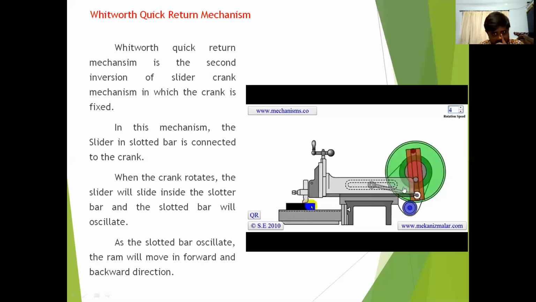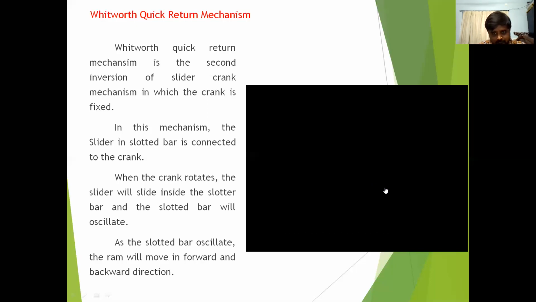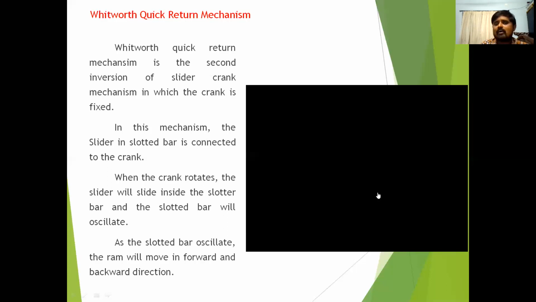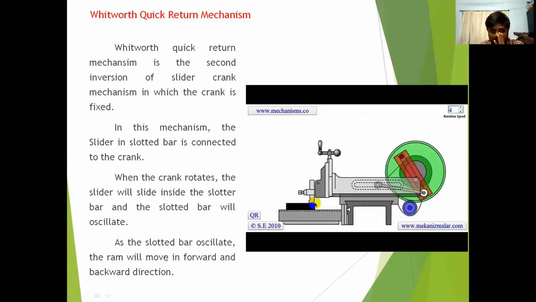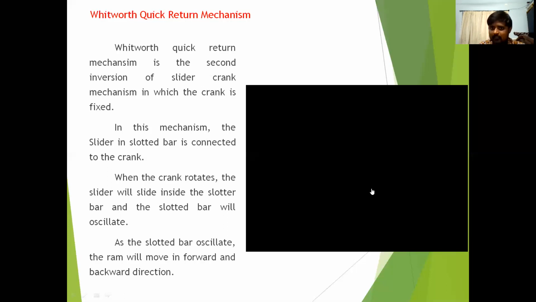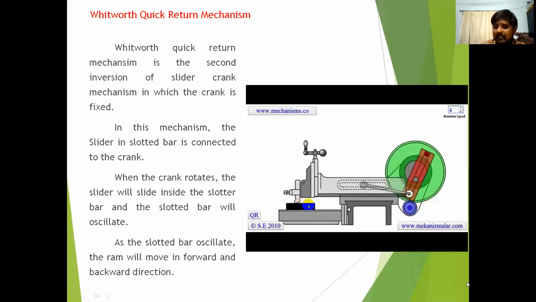When the crank rotates, this is the crank, automatically the slider will slide inside the slotted bar and the slotted bar will oscillate. If the slotted bar oscillates, automatically the ram will move. Yes, this is the slotted bar. If the slotted bar oscillates, automatically the ram will reciprocate. So this is about the Whitworth quick return mechanism.